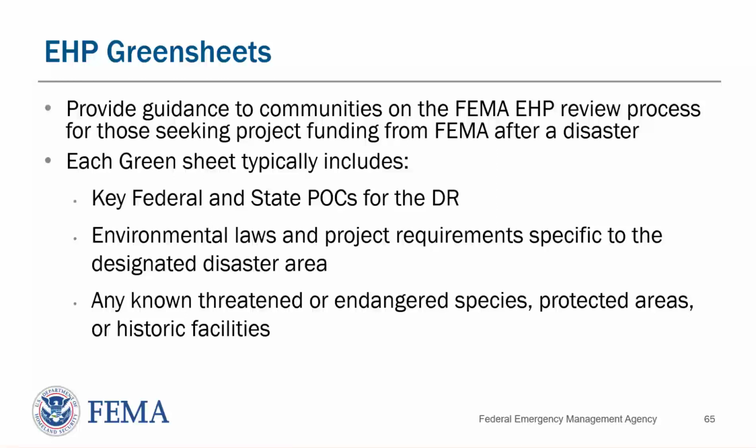If it is a statewide disaster, these green sheets can get a little lengthy, but they are there to provide guidance from EHP. EHP, Environmental and Historic Preservation, makes a green sheet for every single disaster, generally within a week or two of that disaster being declared. So it's available to you as community members almost as soon as that disaster is declared for you to start planning your recovery process.